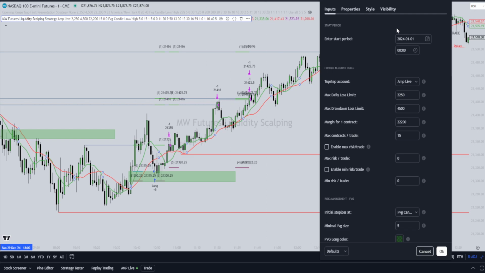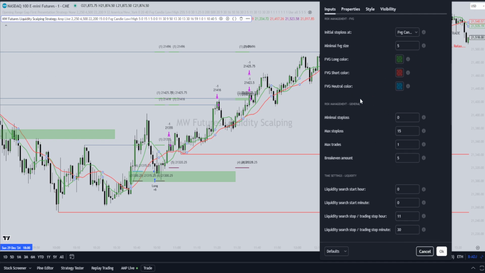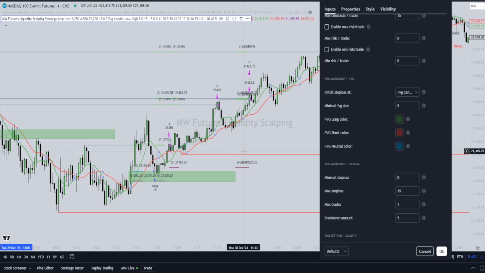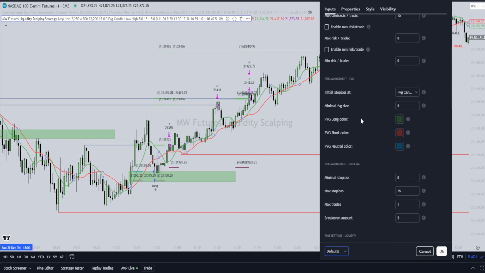Last time we went over the start period and the funded account rules, and today we will go over the risk management section of the fair value gap and the risk management of the general settings. For this purpose, I already reset my settings to default because we played a little bit around with the funded account settings in the last video. But let's dive into it right now.